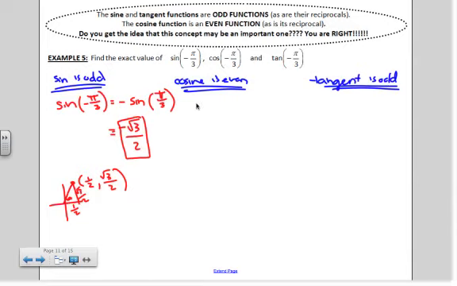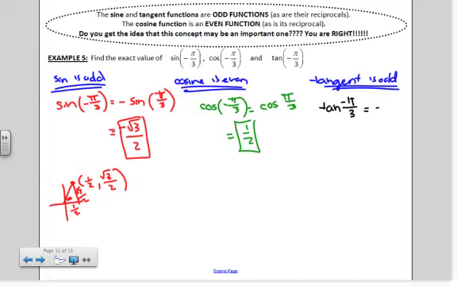Let's use some similar reasoning for cosine. Set it up the same way. Cosine of negative pi over 3, since cosine is even, is equal to the cosine of pi over 3. And cosine is our x-coordinate, so it's 1/2. And tangent of negative pi over 3, tangent's odd. So the tangent of negative pi over 3 is the negative tangent of pi over 3.